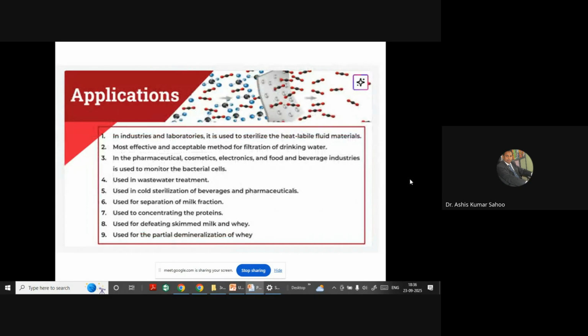Applications: in industry and laboratory, it is used to stabilize labile fluids. It is the most effective, acceptable method for filtration of fluids. In the pharmaceutical, cosmetic, electronics and food and beverage industries, it is used to monitor the steps. It is also used in water and wastewater treatment, food sterilization, the beverage industry, the pharmaceutical industry, separation of milk fractions, and concentration of protein. So these are the different applications of membrane separation.